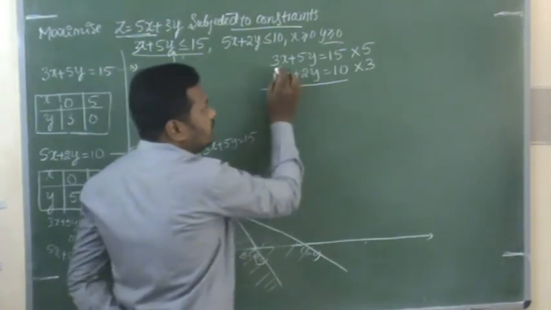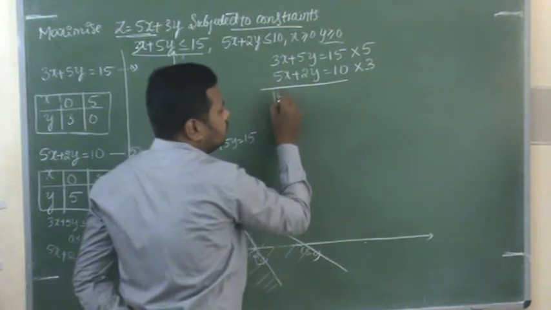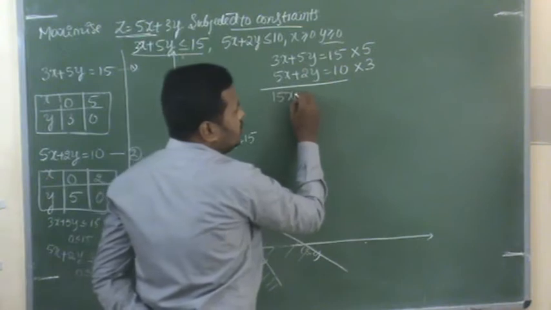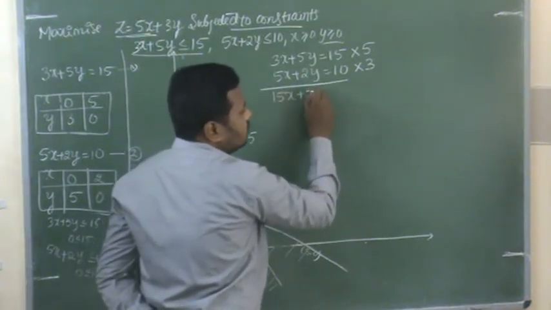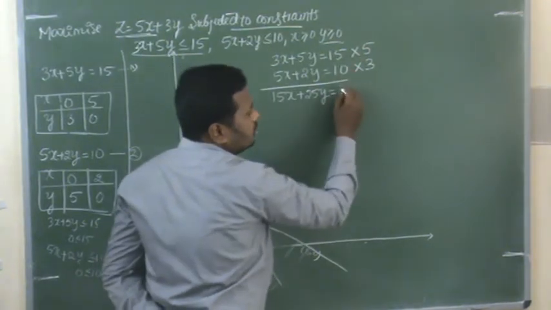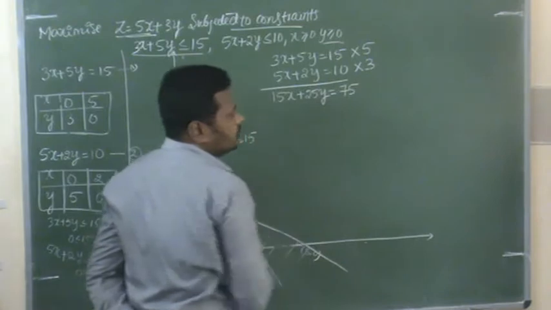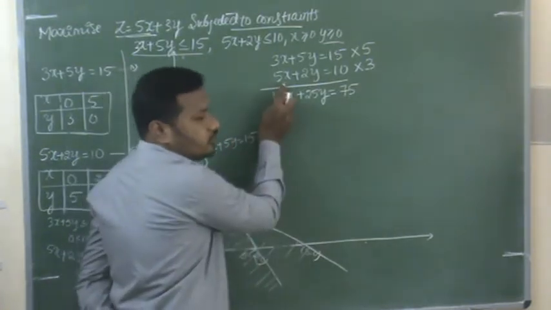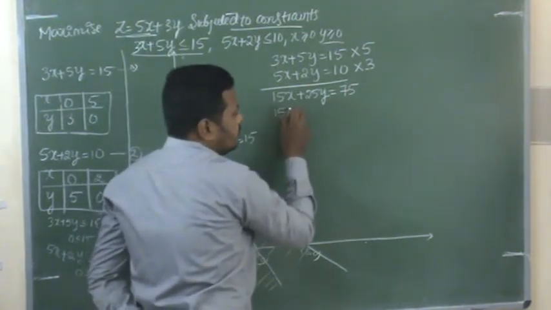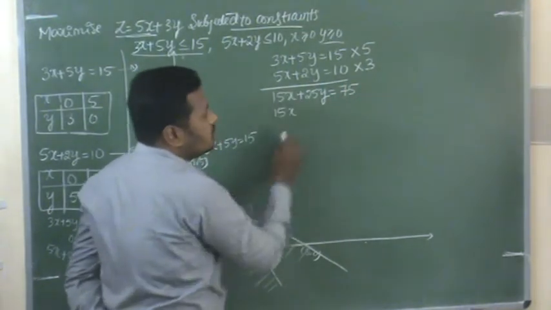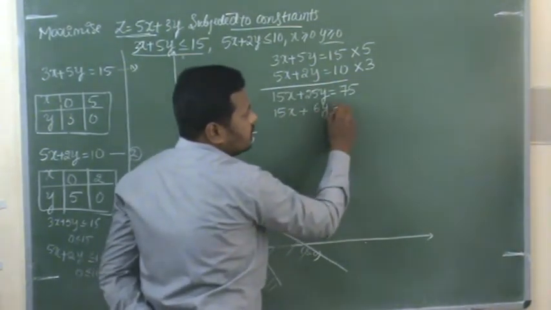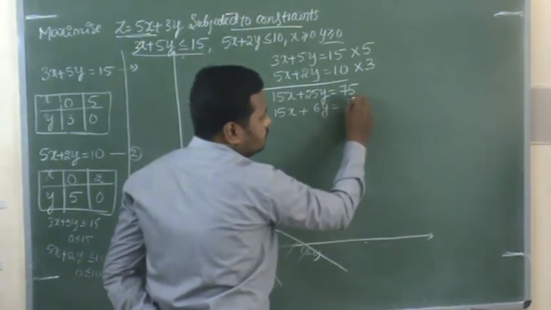What do we get? 5 threes are 15, so 15x plus 25y is equal to 15 fives are 75. Similarly, equation 2 multiplied by 3: 5 threes are 15, 15x, plus 2 threes are 6, 6y is equal to 10 threes are 30.